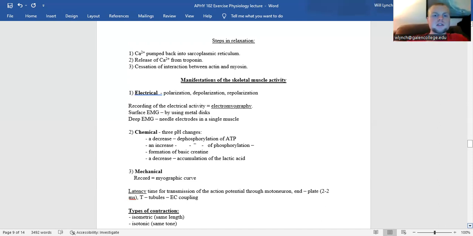We see chemical changes. We see pH changes. We see a decrease in pH when dephosphorylation of ATP occurs. We see formation of basic creatine after the creatine phosphate system, and we see accumulation of lactic acid. For mechanical, this is known as the myographic curve, right? And this is the physical change. This is the actual physical movement of the muscle itself.